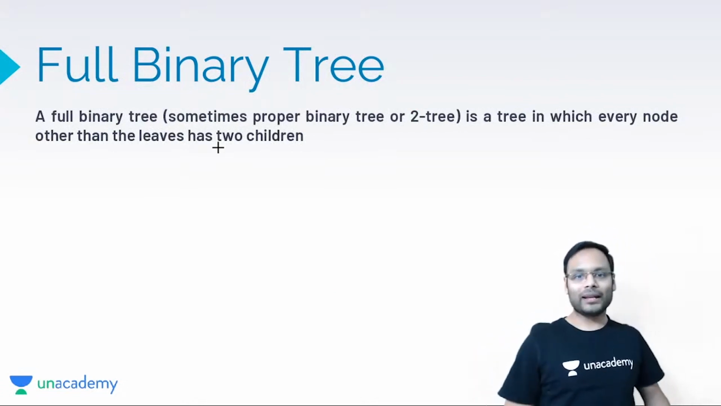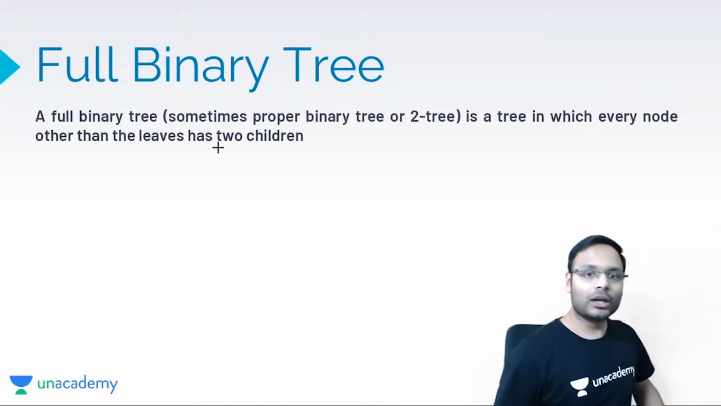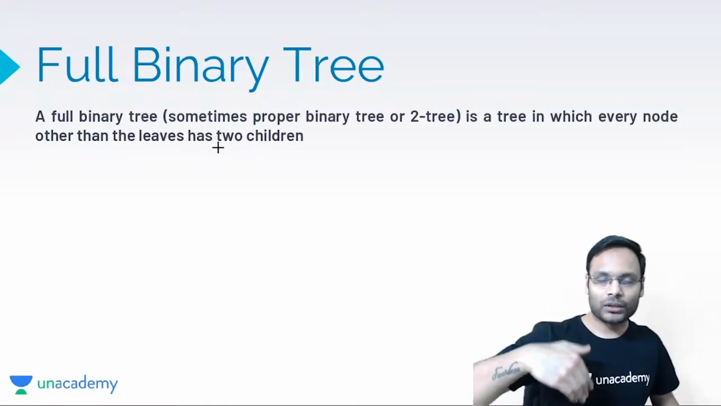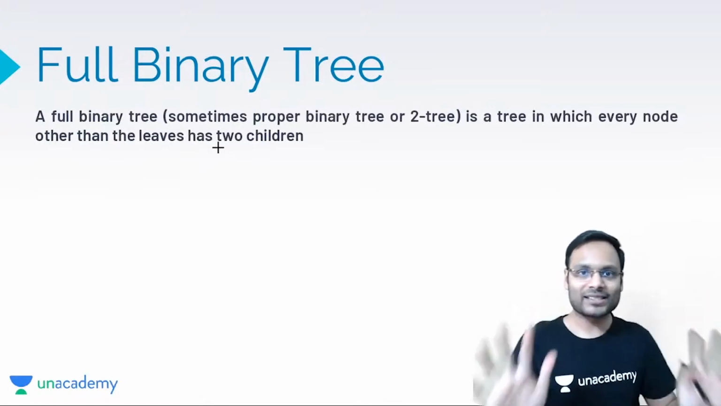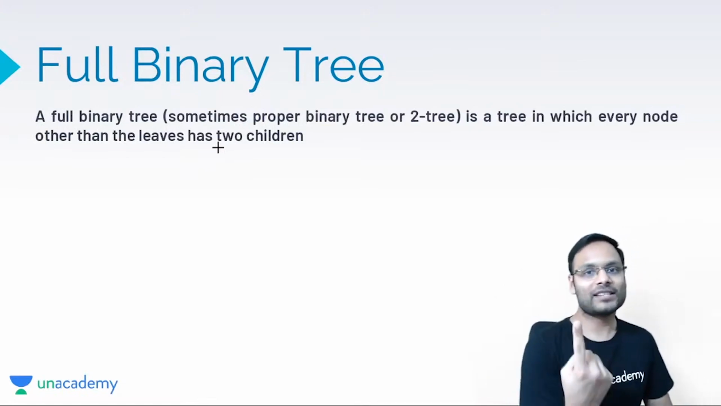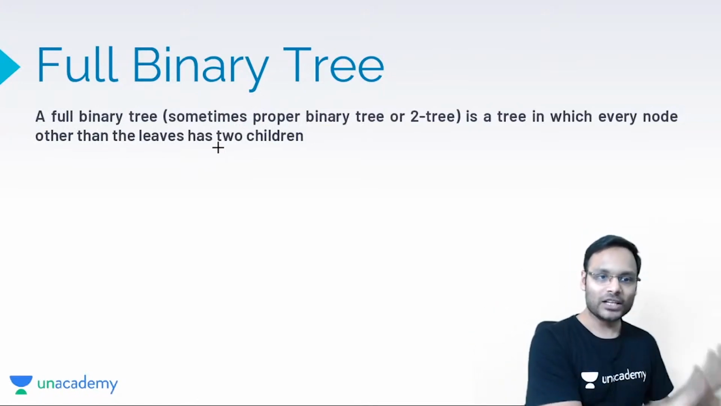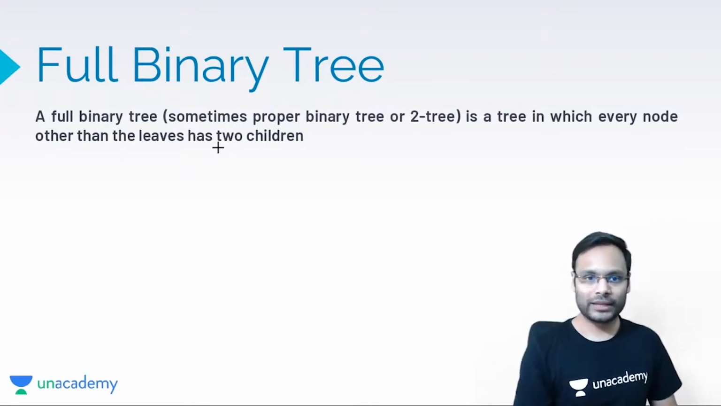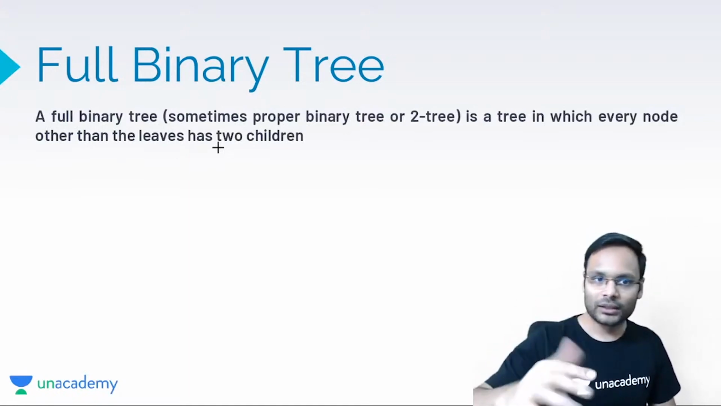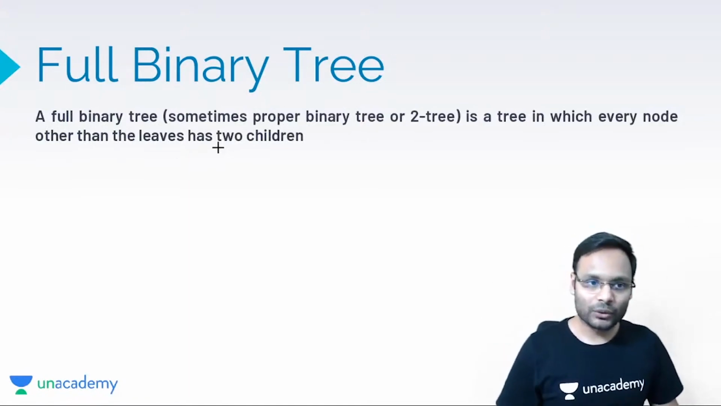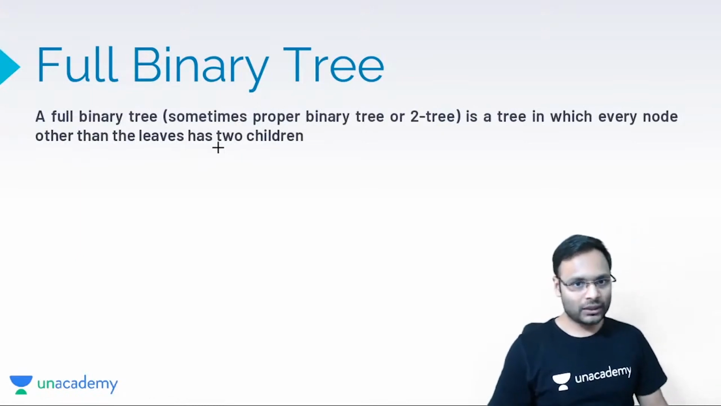Now, next is full binary tree. A full binary tree, a 2-tree, has either 0 children or 2 children. There is no node which has a single child. All the nodes will have either 0 children or 2 children. Every internal node has 2 children, or else it is an external node. That is a full binary tree. Right? Example.